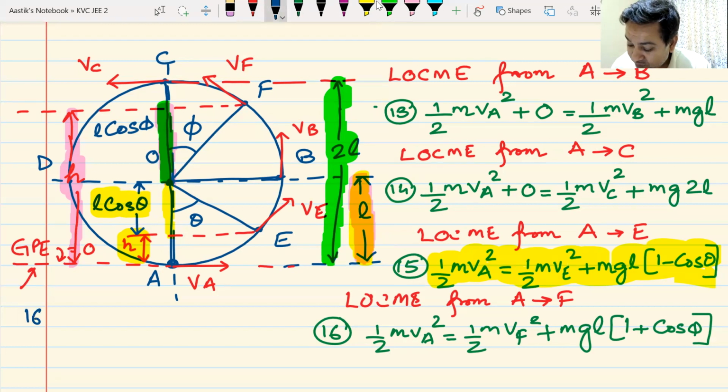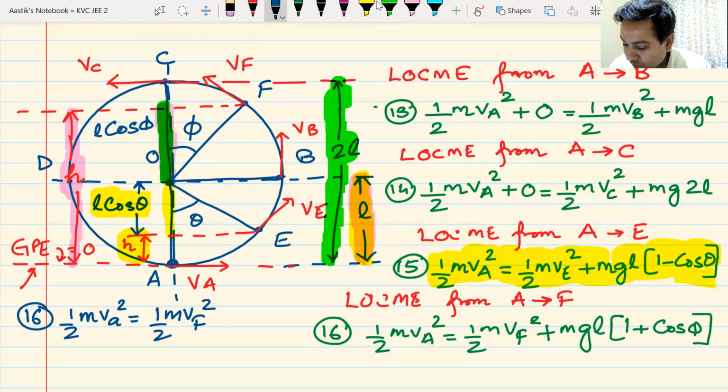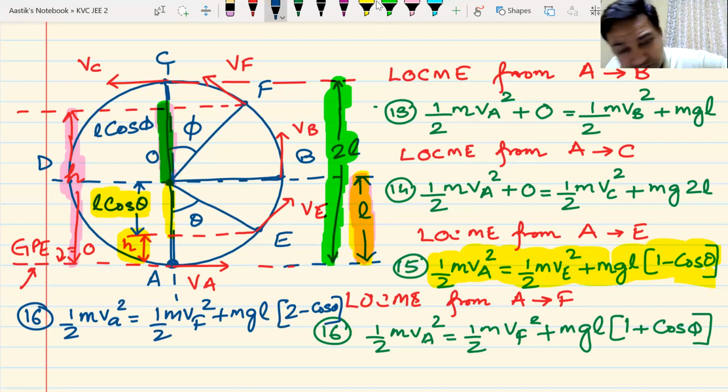Equation number 16, I again call it 16, but I write it in blue. So how do I write it now? Half MVA square will be equal to half MVF square, no problems with this one, plus MG into L taken common, 2 minus cos phi. Do we all understand this? The same equation written in a different form. Either you can write it as L into 1 plus cos phi, or you can write it as L into 2 minus cos phi. Do we all understand this? Can I have some raise hand that we understand this?